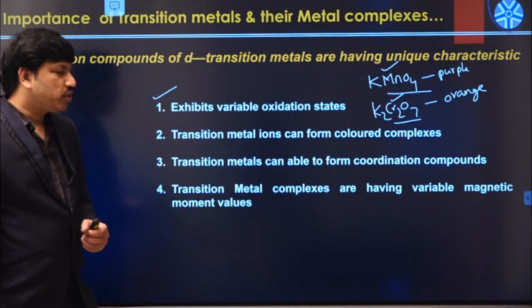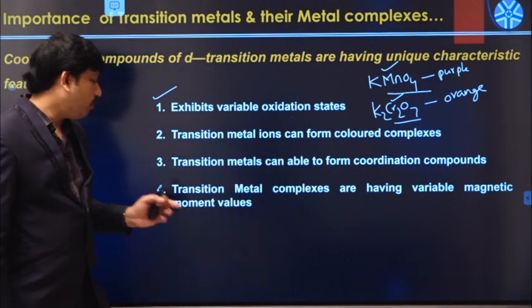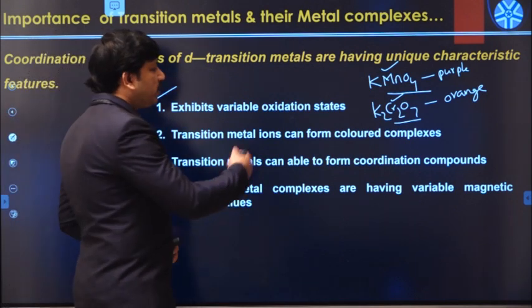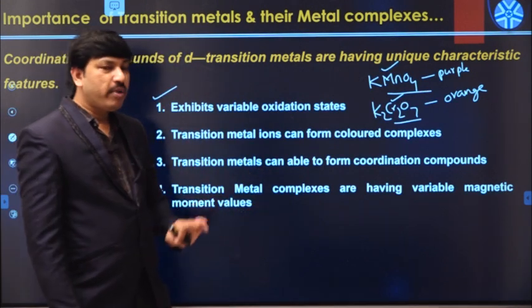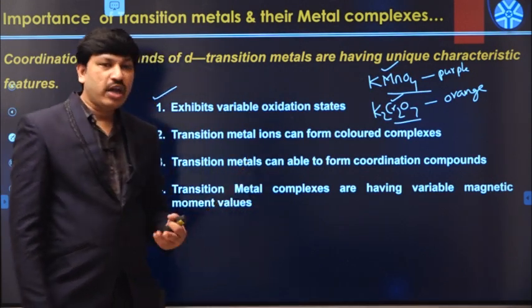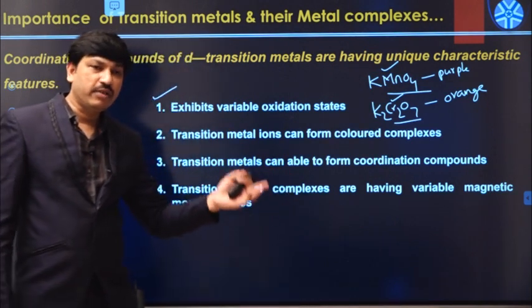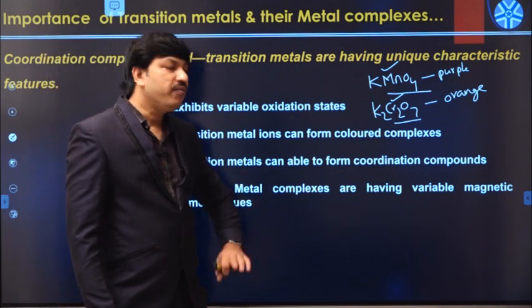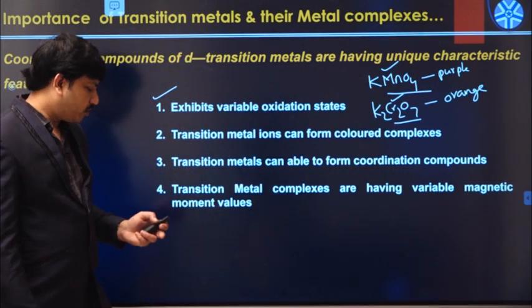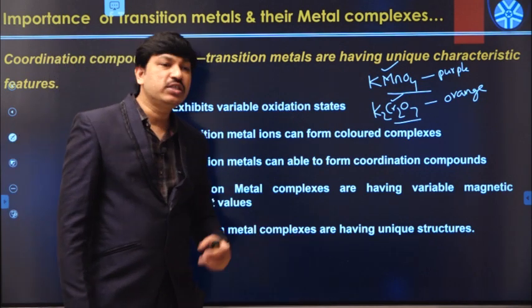And the fourth point actually, transition metal complexes have variable magnetic moment values. Most of the transition metal complexes are paramagnetic or ferromagnetic in nature, and some of them are diamagnetic. Depending upon the number of unpaired electrons available in the corresponding metal complexes, they have variable magnetic moment values. And the fifth point, transition metal complexes have unique structures.